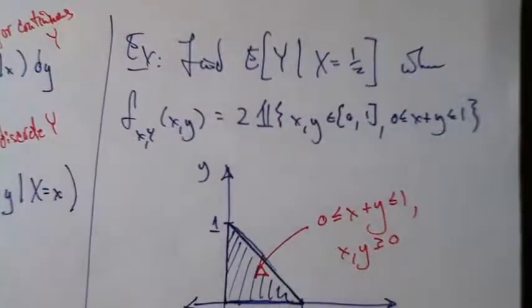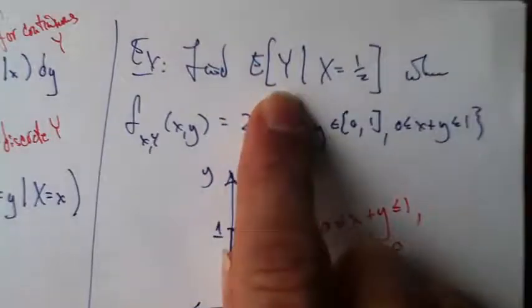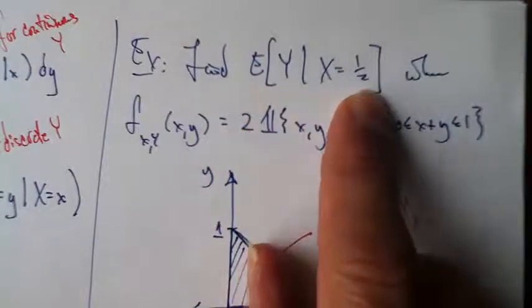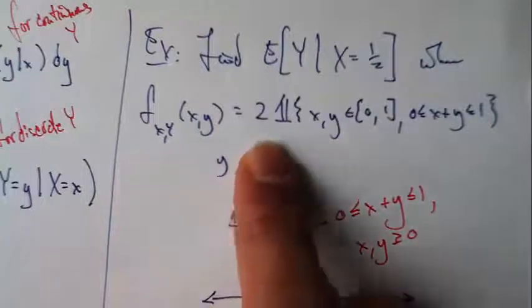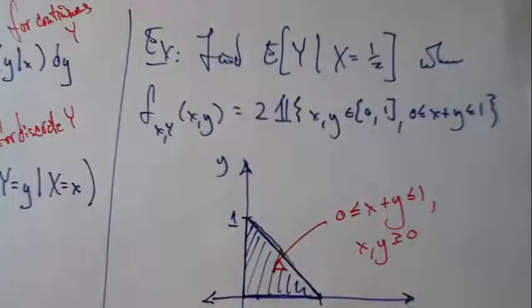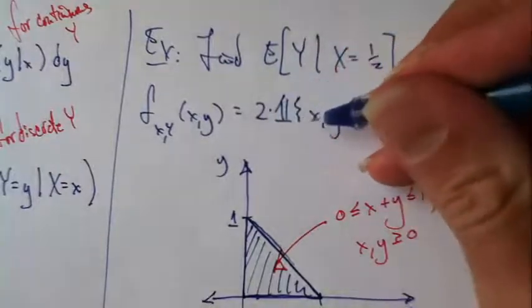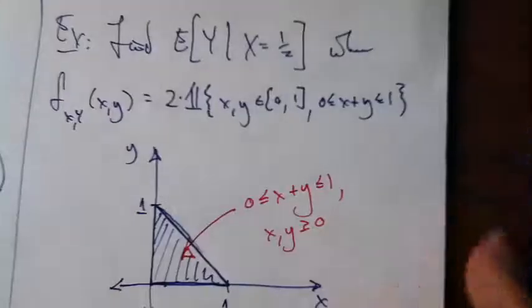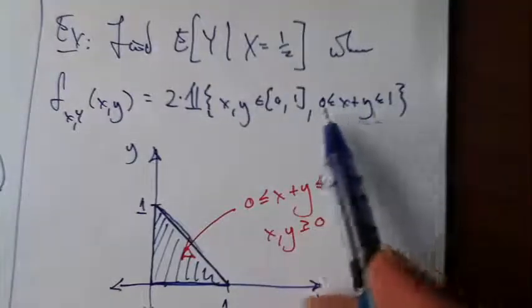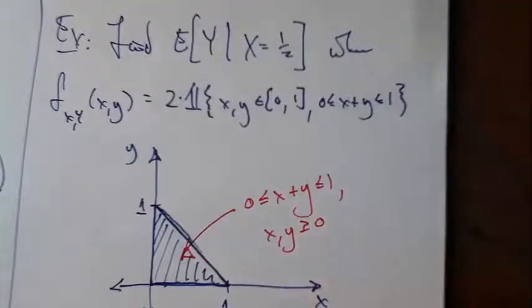Find the expected value of y given x equals a half when the joint density of x and y is given by 2 times the indicator function of x and y both being in the unit interval and x plus y being in the unit interval. Okay, I drew a nice little picture here.